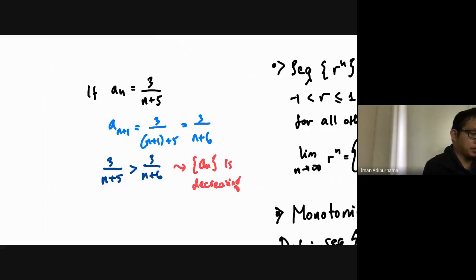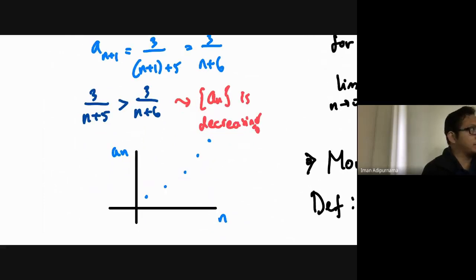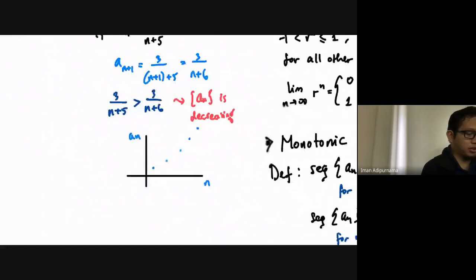And another important definition is that not every monotonic sequence will be bounded, or will converge. For example, if this is n and this is a_n, and you look at the graph, we never know when it will be bounded. It's all going up, which is different from what we did before.